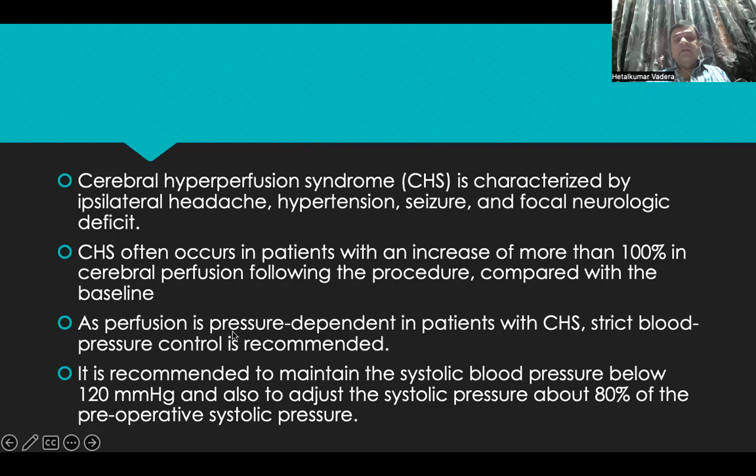As perfusion is pressure dependent in patients with CHS, strict blood pressure control is recommended. It is recommended to maintain the systolic blood pressure below 120 mmHg, and also to adjust the systolic to about 80% of the preoperative systolic pressure, so that there is no problem.